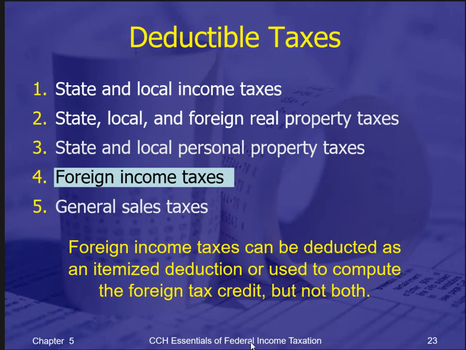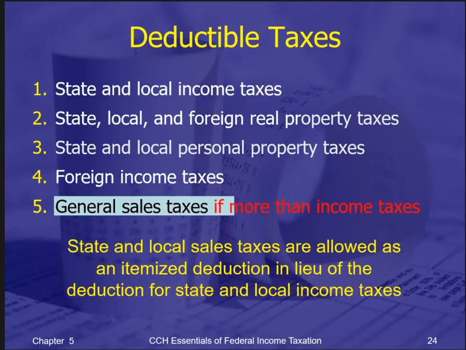For income taxes, you can choose. Either use it as a credit, which is usually going to be a better deal, or you can deduct it as an itemized deduction. And then general sales taxes. Folks in states that didn't have a state or local income tax were frustrated because those states often have a very high sales tax, and they weren't getting any benefit from that. So the law changed a few years ago and allows that if your sales tax is more than your income taxes, then you can use that instead. So it's one or the other. You pick the best, the highest.